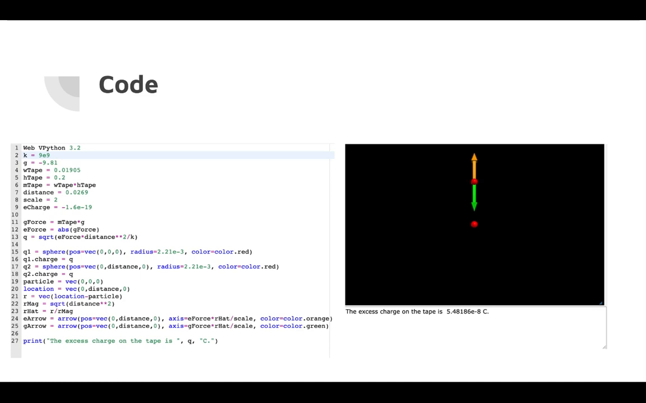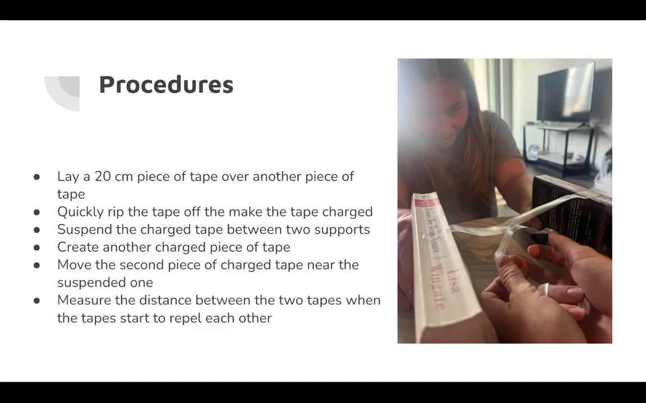Basically, what I did is modeled the two pieces of tape as spheres or point charges, and then I calculated the force of gravity shown by the green arrow and the force of the electric field from the bottom piece of tape in the orange arrow. And then the program calculates the excess charge on the tape. So for this experiment, we got 5.48 times 10 to the negative 8.